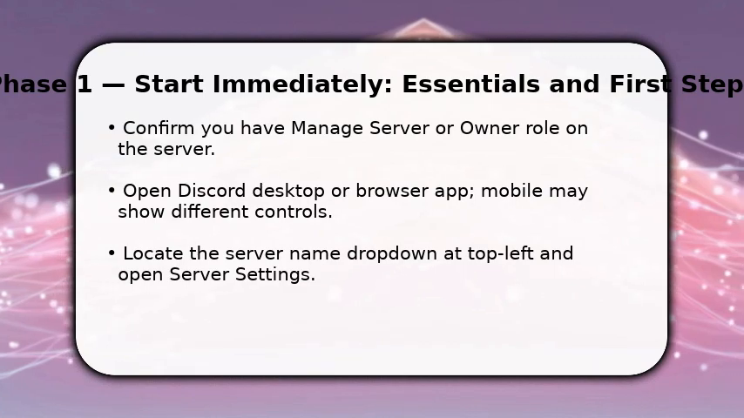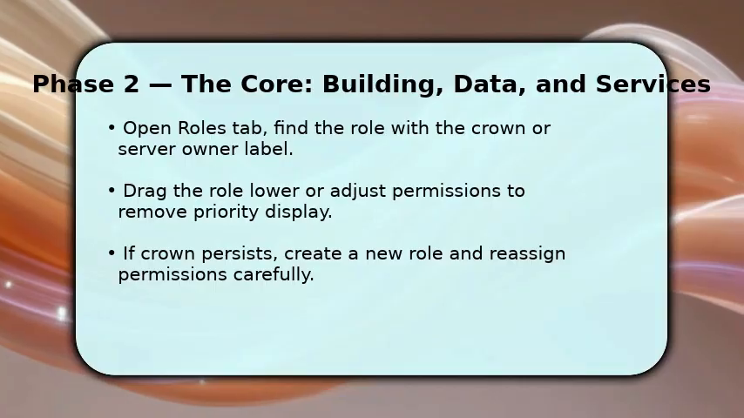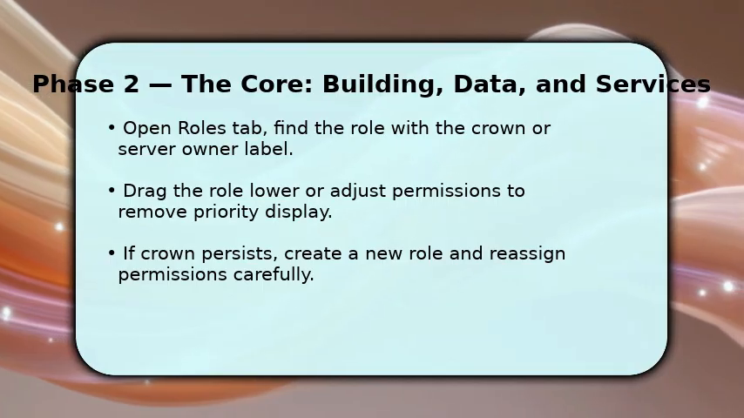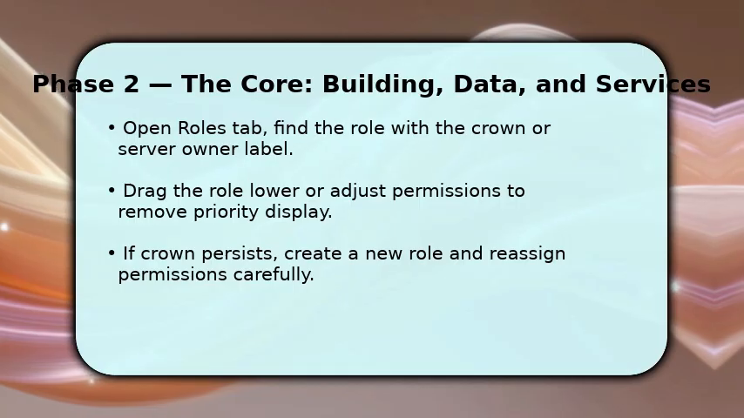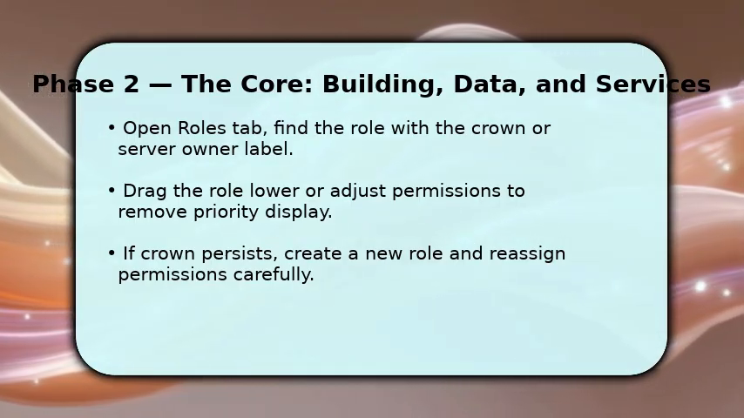Once in roles, identify the role causing the crown display or the owner label. You can drag roles to reorder hierarchy, lower the role below others to stop it showing elevated status in member lists. Alternatively, edit role permissions to remove display priority like administrator or role color prominence.